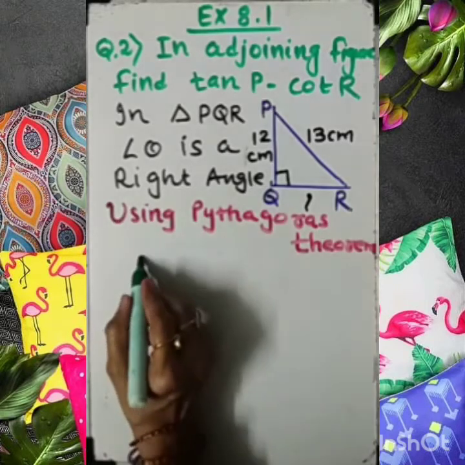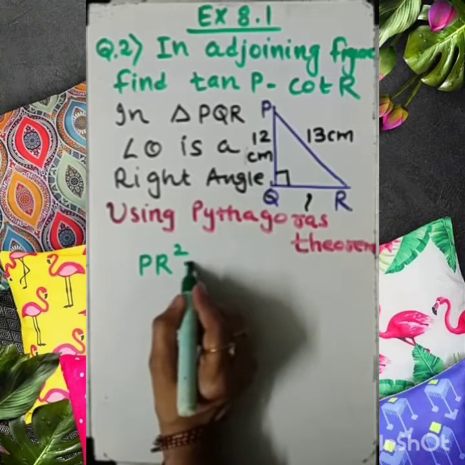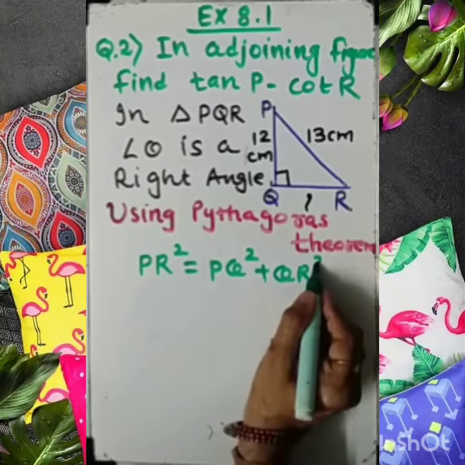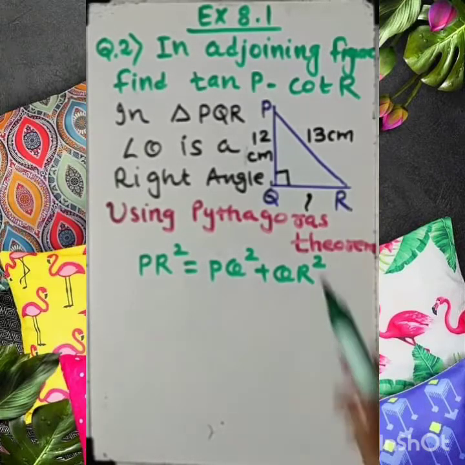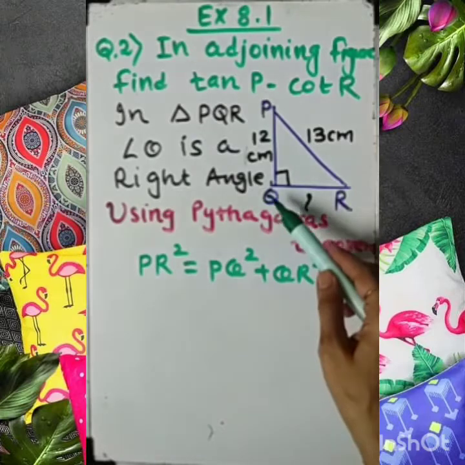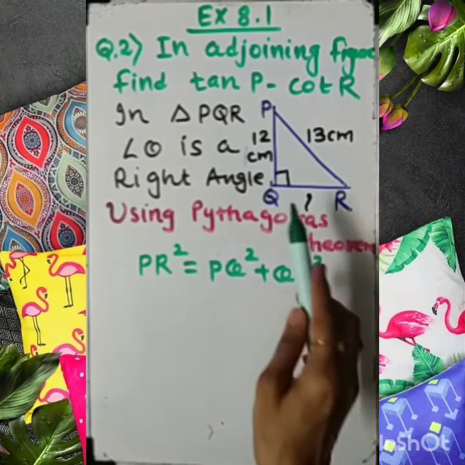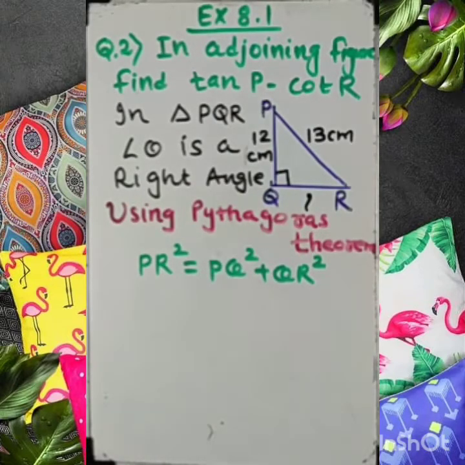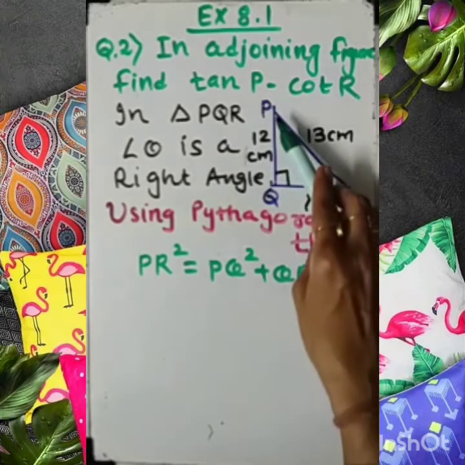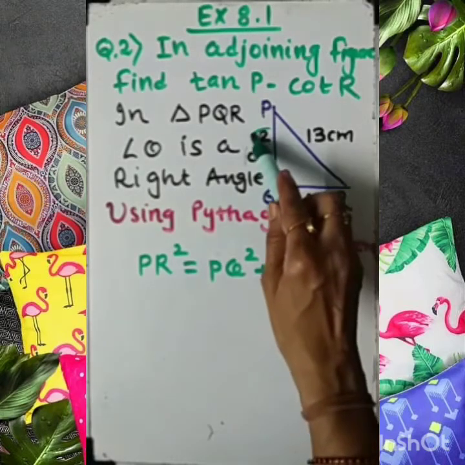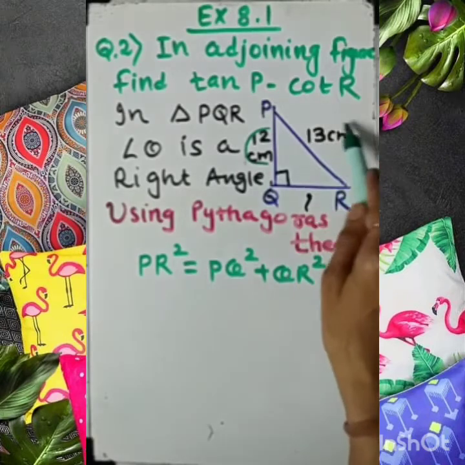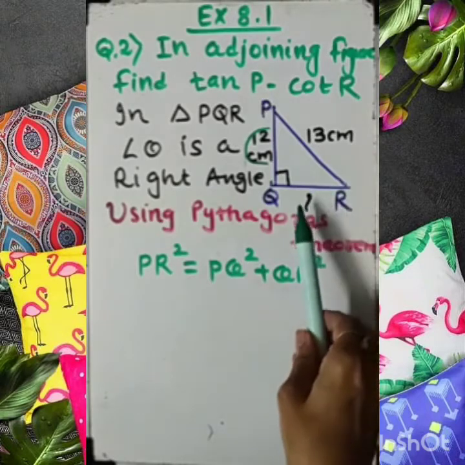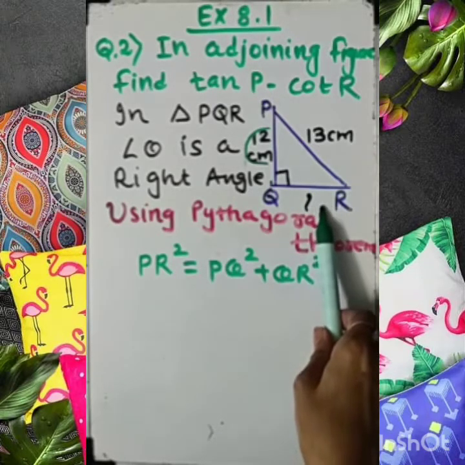It says PR square, that is hypotenuse square, will be the sum of the squares of the other two sides. That is PR square equals PQ square plus QR square. If you write QR square plus PQ square, then also no issue. My dear student, here the side PQ is given as 12, and this is 13, the hypotenuse. As you know the Pythagoras triplet, QR should be 5, 12 and 13.